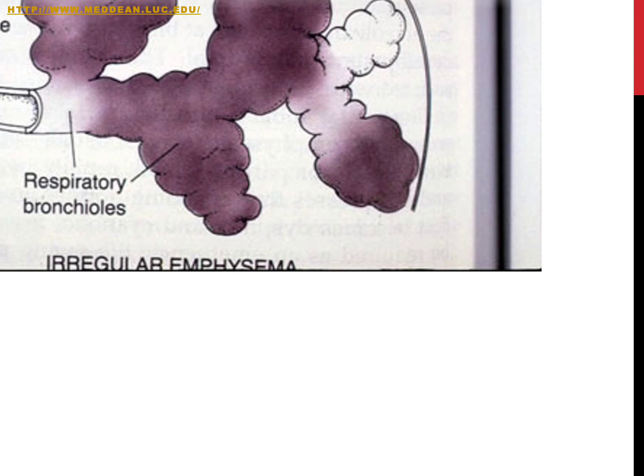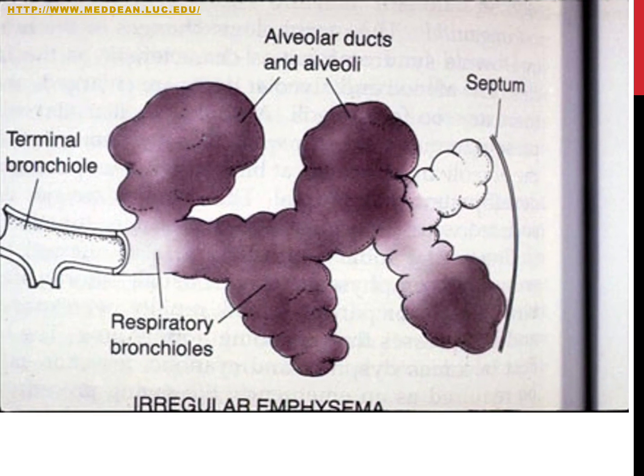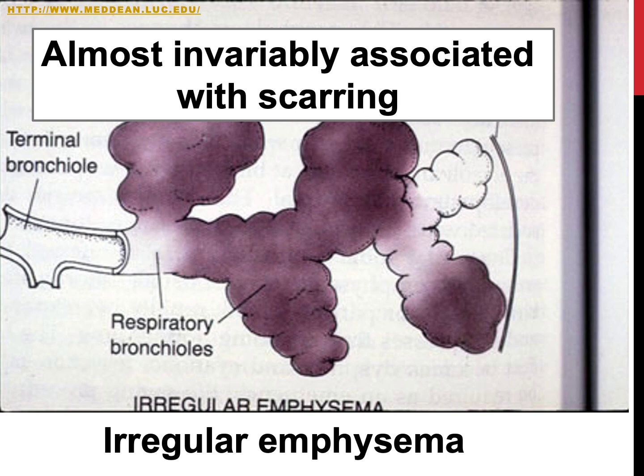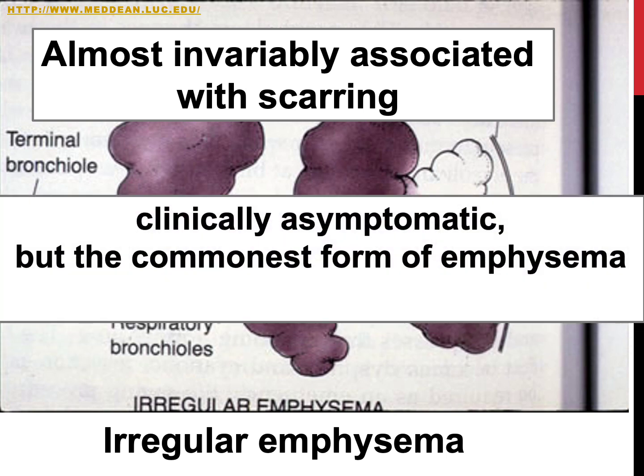The fourth type is irregular emphysema. In this type, the acinus is irregularly involved, but almost invariably this type is associated with scarring. Clinically, this type is asymptomatic. However, it's considered the commonest form of emphysema.